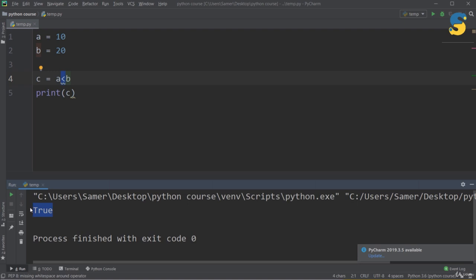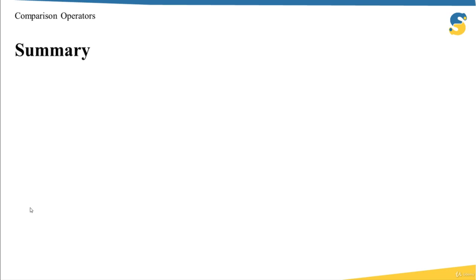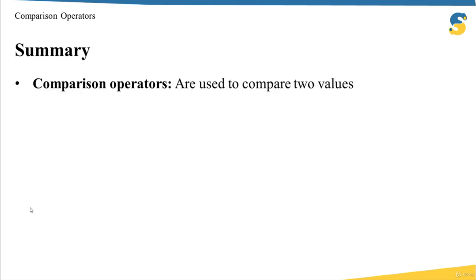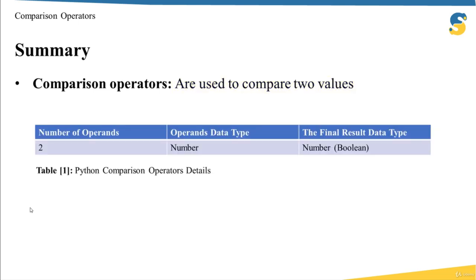And that's all for this code session. Now let's recap what we have learned in this lecture. First of all, comparison operators have been defined, and as we saw, they are mainly used to compare two values. If you want to use any of these operators, you have to keep in mind that each operator takes two operands, and these operands should be numbers, and the final result after the operator is executed is of the type Boolean, which means the result could be true or false.